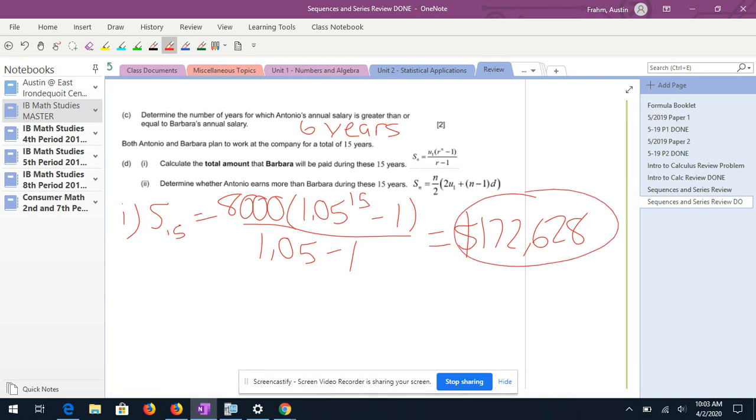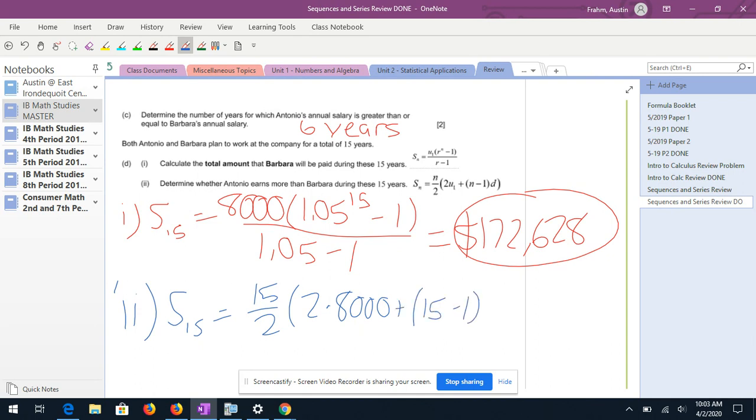Part 2 then says determine whether Antonio earns more than Barbara during those 15 years. So we want to find Antonio's total and then compare them and see who makes more or less. So we're going to be using the summation equation for an arithmetic series. So S of 15 is going to be 15 over 2 times 2 times 8,000 plus 15 minus 1 times 450.